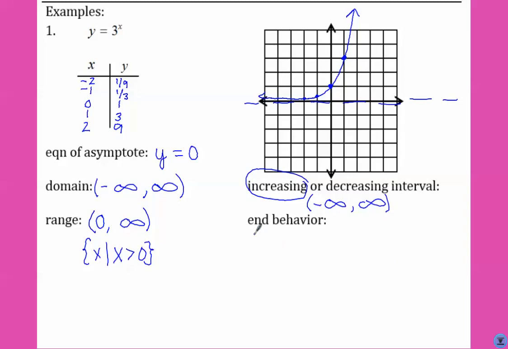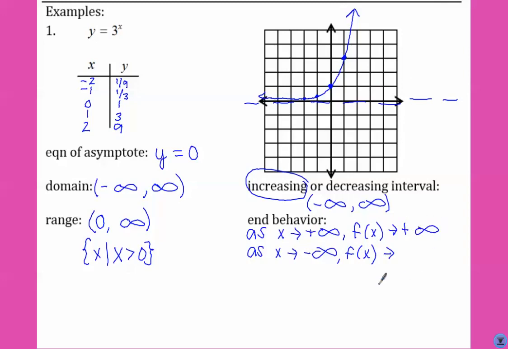And our end behavior, as x goes to +infinity and as x goes to -infinity, f of x goes to, our arrow on the right is pointing up, so it's going towards +infinity, and our arrow on the left is getting closer and closer to our asymptote, so it's going towards 0.